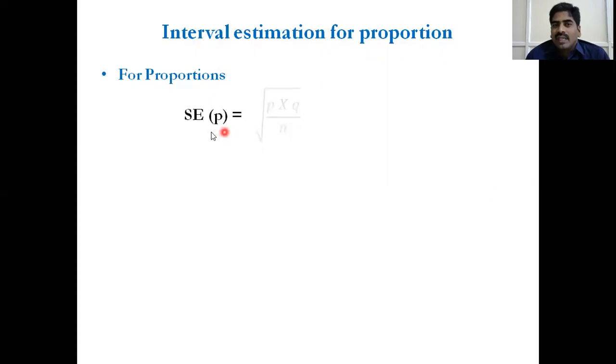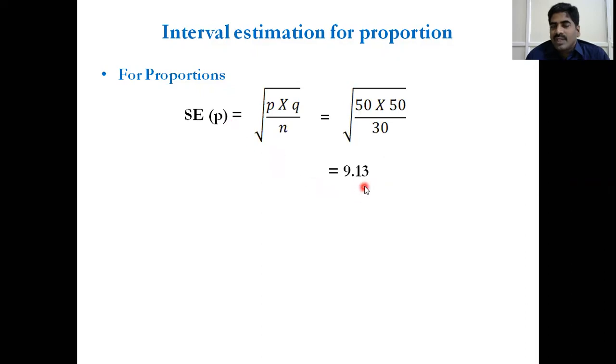How to calculate standard error of P? Square root of P into Q by N. What is P? Prevalence of refractive errors, 50, into Q, 50. What is the formula of Q? 100 minus P, so Q is 50. And what is the number of samples? Sample size is 30. Then you will get the standard error of proportion, 9.13.